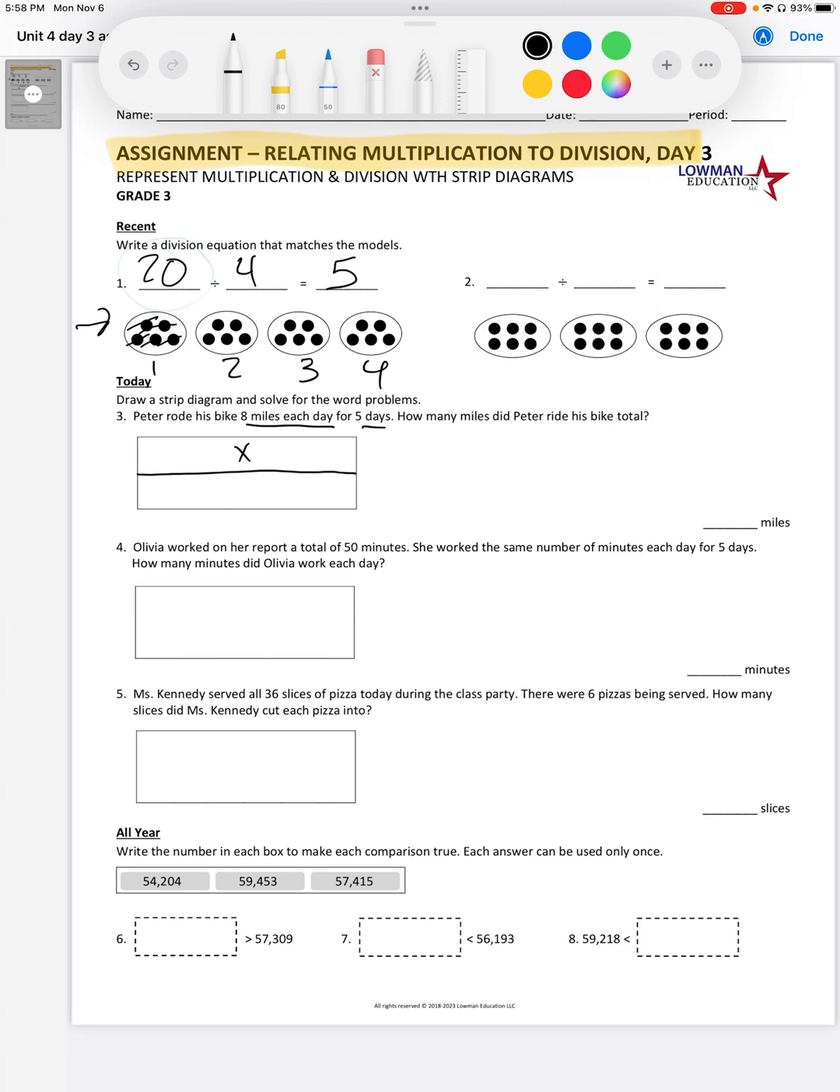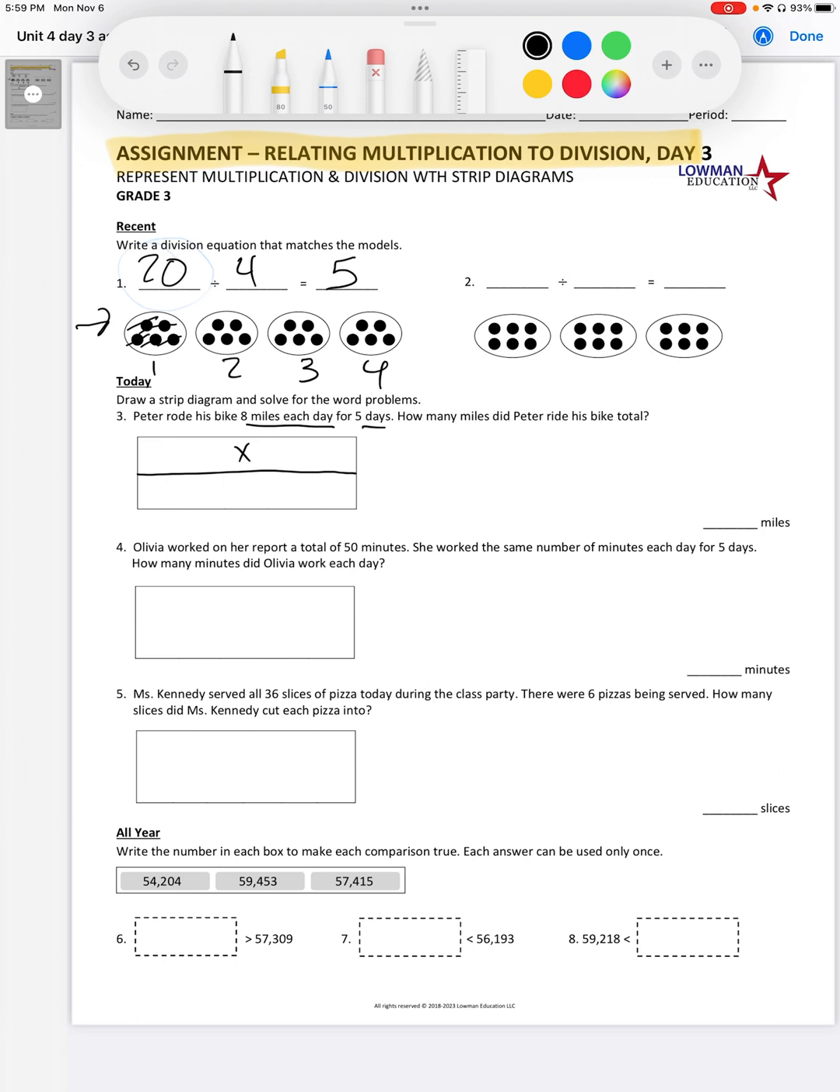In this case, we don't know the total yet because we're looking for it. It says, how many miles did he ride his bike total? So I'm going to represent that value with an X. The bottom is going to be the parts that make up the word problem, that eventually get combined to form that total.